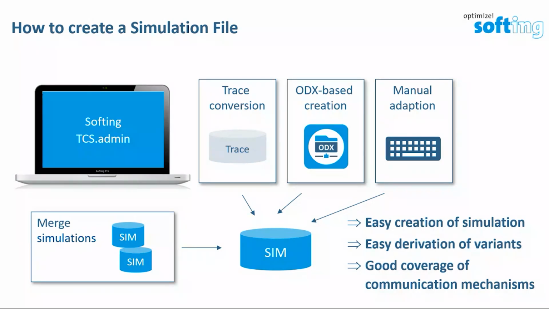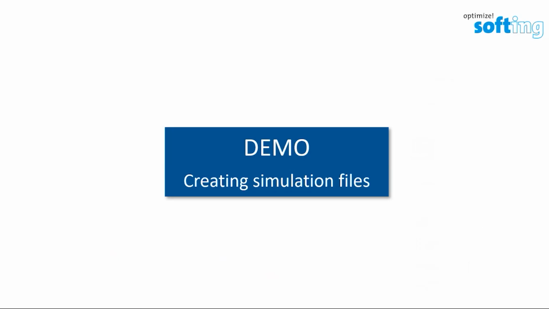Like we said earlier, trace conversion is one of them. You also can do an ODX-based creation. What you need is ODX data from the OEM if you have them. As a third option, you can manually adapt data to create a simulation. If you have more sources of data, you can merge simulations. Like if you have trace conversion and ODX-based creation, you can merge these to have one simulation file. All in all, it's an easy creation of simulation. You can easily derive variants, and you also have good coverage of communication mechanisms.